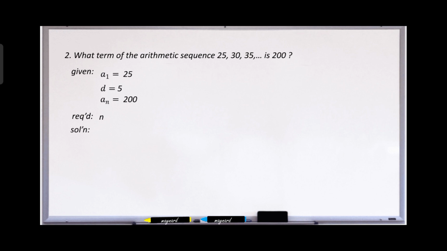So, solution, let's solve for this. From the same formula, a sub n is equal to a sub 1 plus d times the quantity of n minus 1. Our a sub n is given as 200. Then, our a sub 1 is 25, plus the common difference, which is 5, times the quantity of n minus 1. So, you can see in our equation that only n is missing. Okay, so, just solve for this.